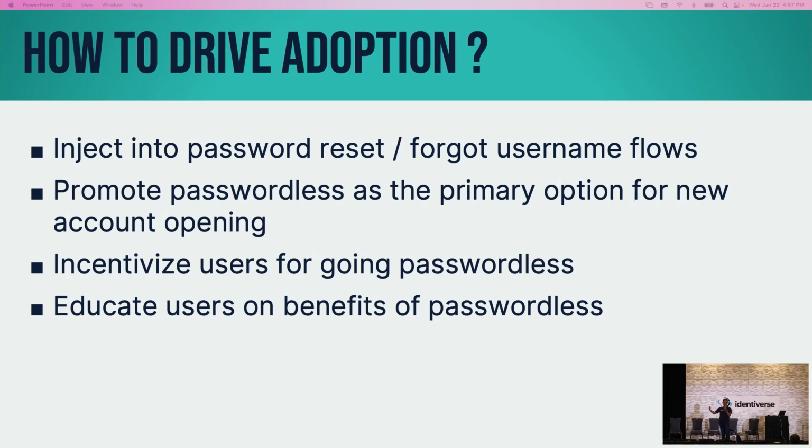Similarly, forgot username flows. Inject in those flows where users are more likely to enroll in passwordless because they have seen the pain of using passwords. For new account opening, put passwordless as your primary option, right? Instead of providing a password option, put passwordless as your primary option to enroll new users. And for users who don't want to use it, give them password as a fallback option.